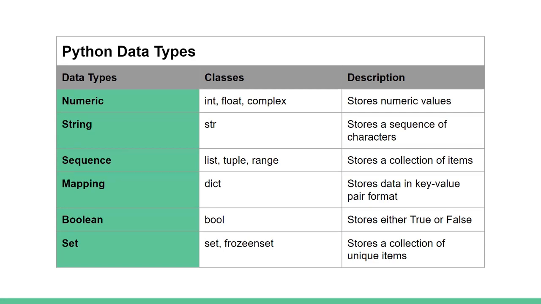Then you have sequence: lists, tuples, and range. Then mapping, we'll get into this. Booleans, right? It's just essentially true or false. You use that to ask the computer or the program a question.